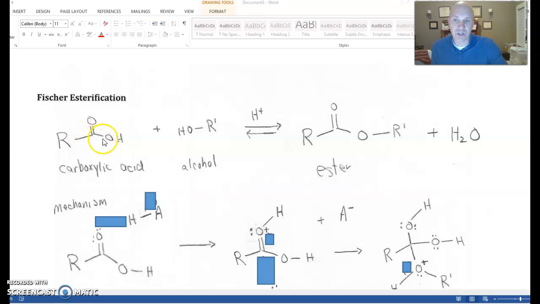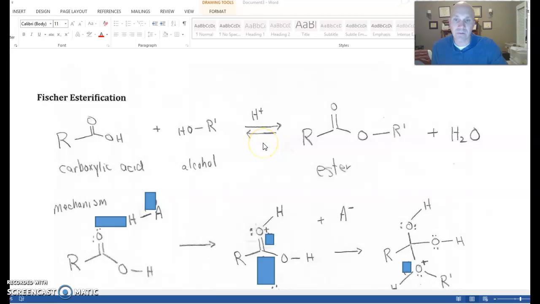A Fischer esterification is when, as the name would imply, you're making an ester. You do that by connecting a carboxylic acid and an alcohol. Notice that we're going to use R and R prime here so that we can tell where the parts of the original molecules end up in the product molecule.